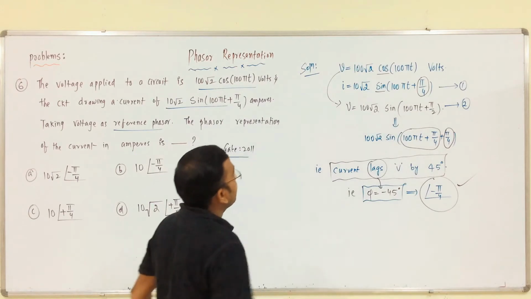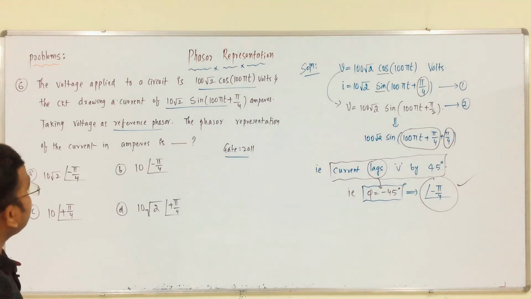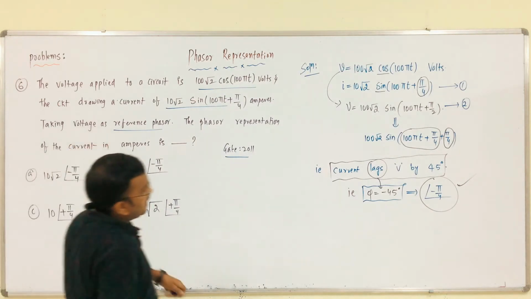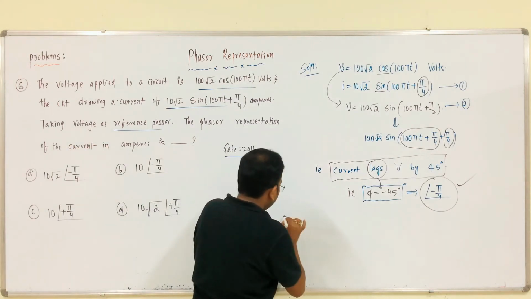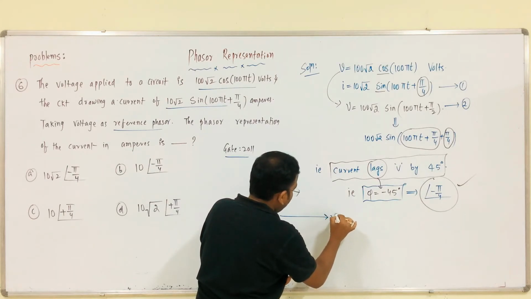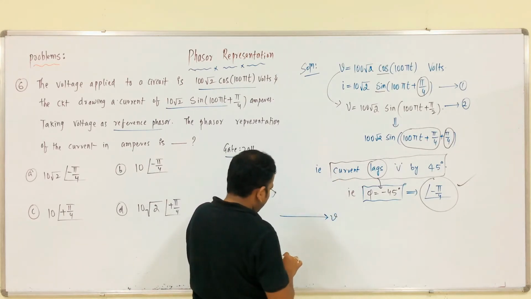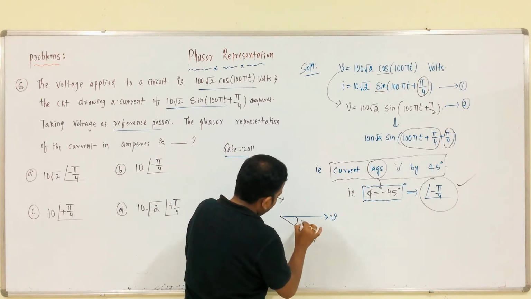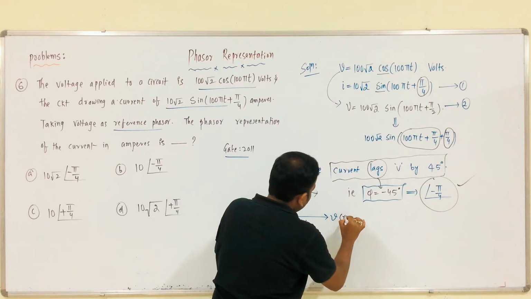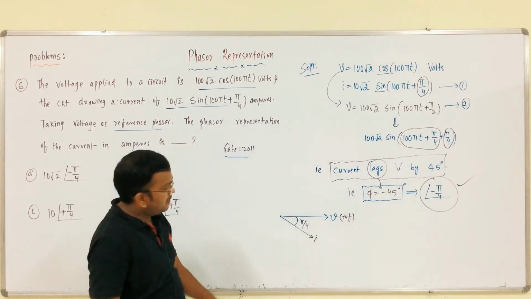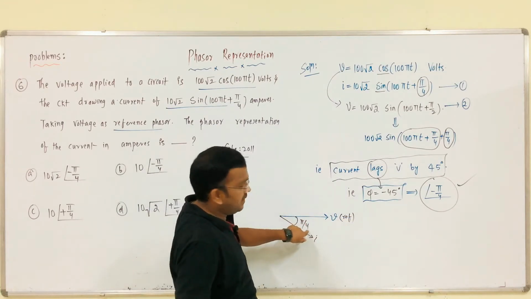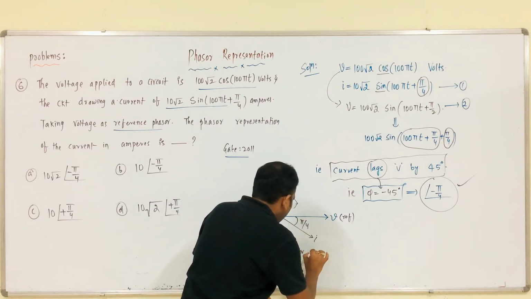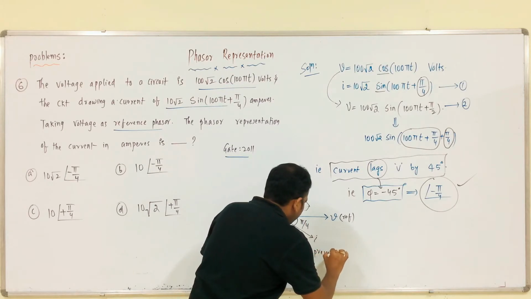Some part is clear. Next, we are taking the voltage as reference. Taking voltage as reference means this is voltage. What about the current? It lags. This is current. It lags by 45 degrees. Clear? This is the phasor representation.